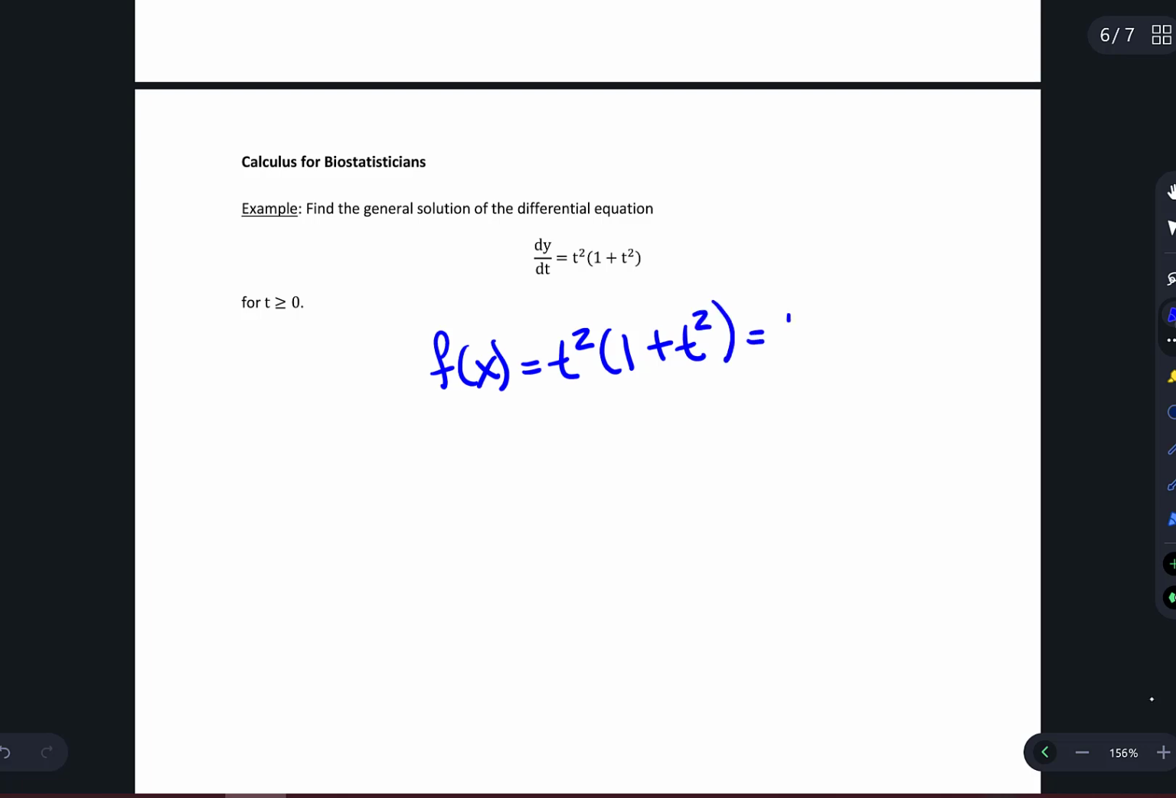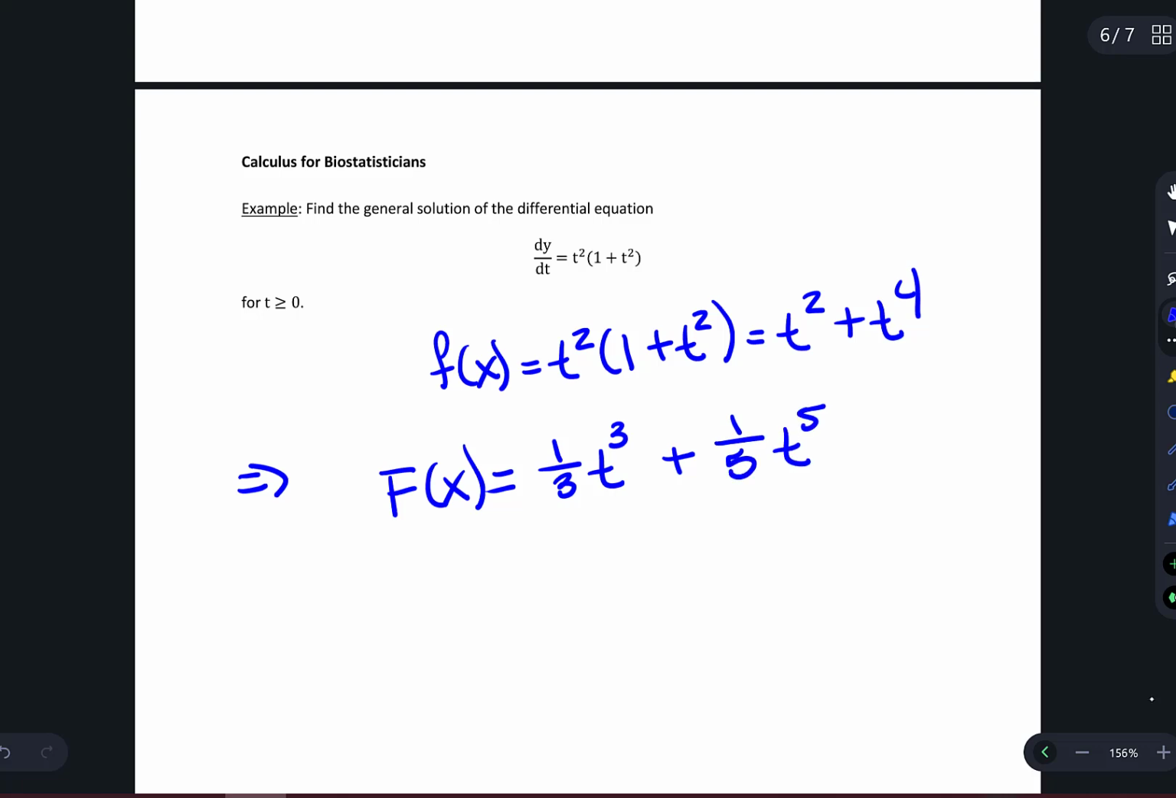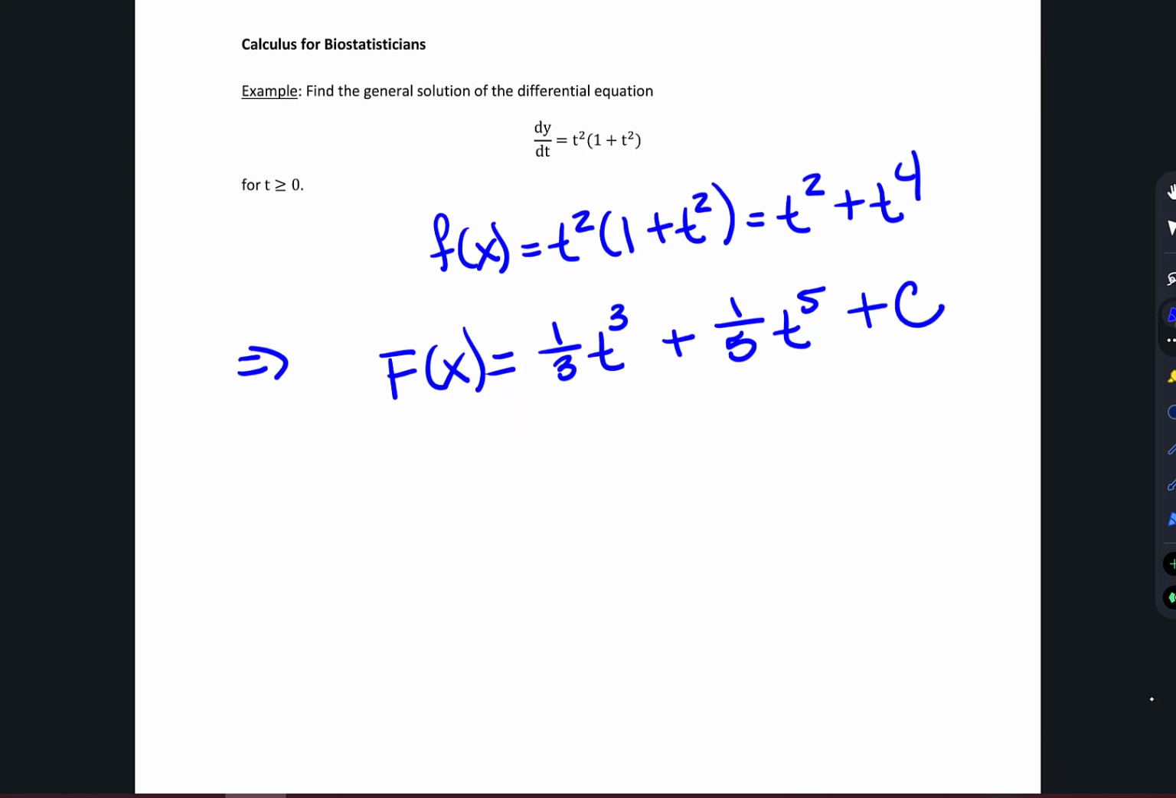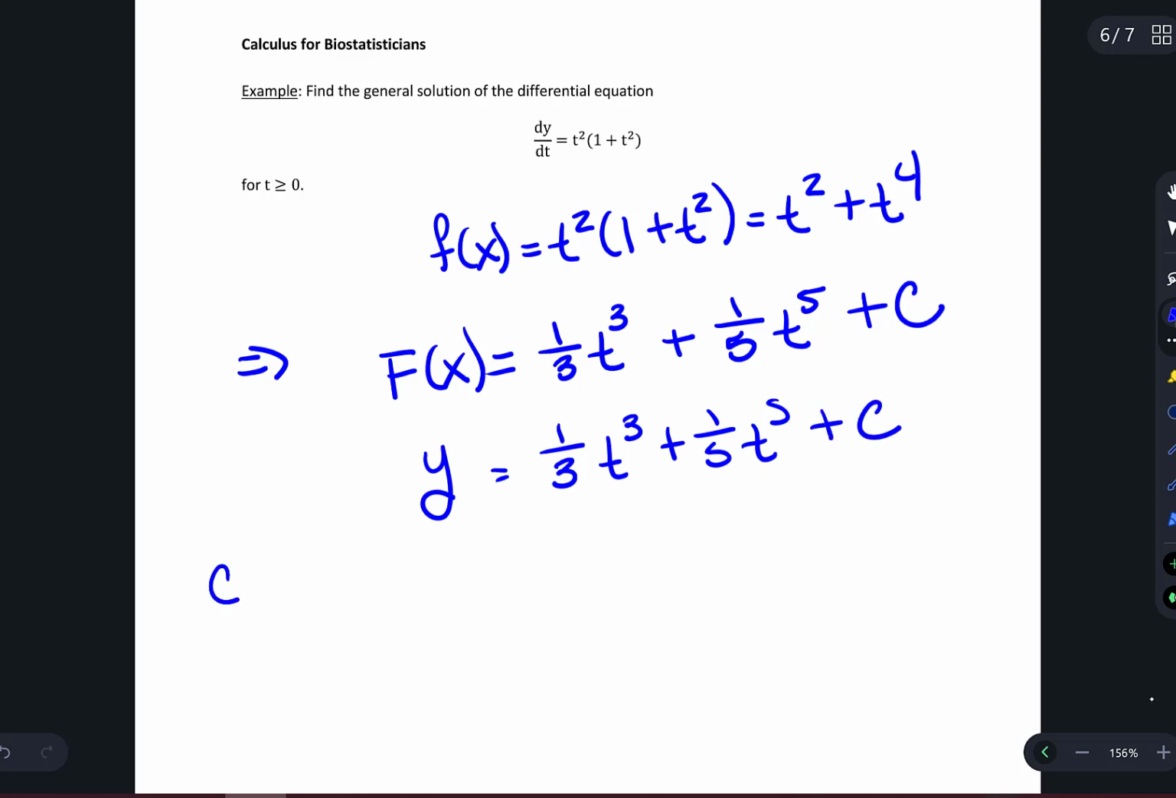To make this easier on myself, I'm going to go ahead and multiply that t squared through. Now to find the antiderivative, I'm thinking again of that reverse power rule, and I'm going to end up with the following. Since it's asking for the general solution, we typically don't use the antiderivative notation. We instead write that as y is equal to 1/3 t cubed plus 1/5 t to the 5th plus c. And now to do our check.